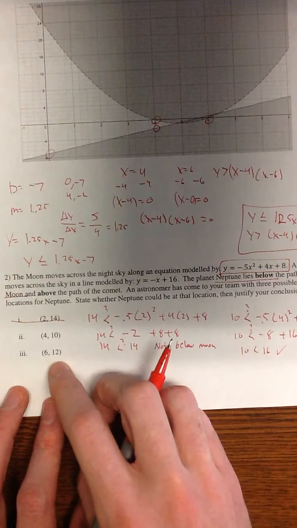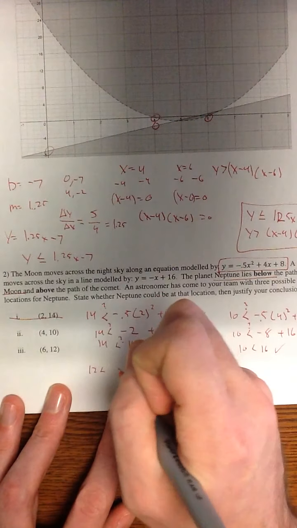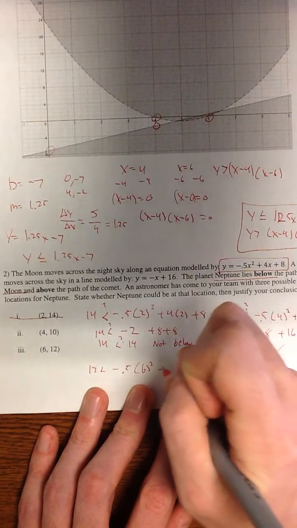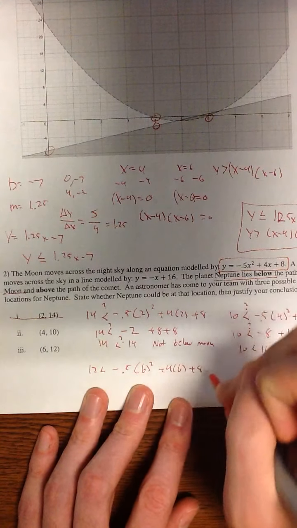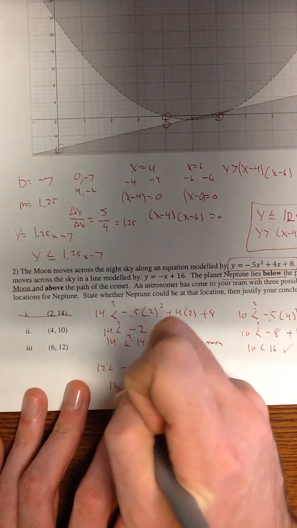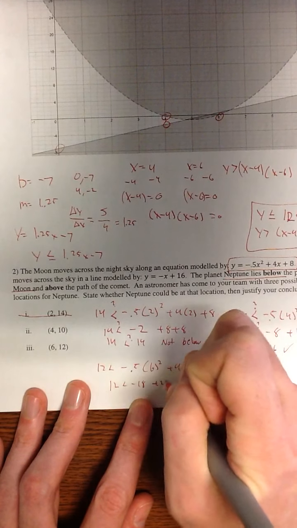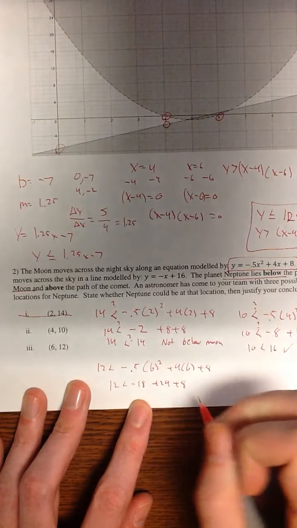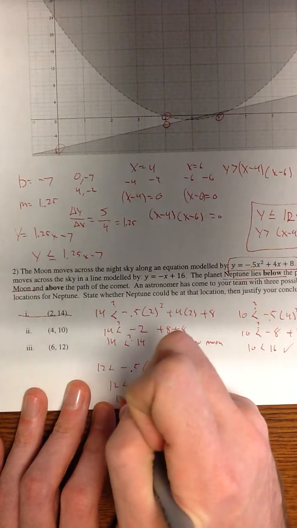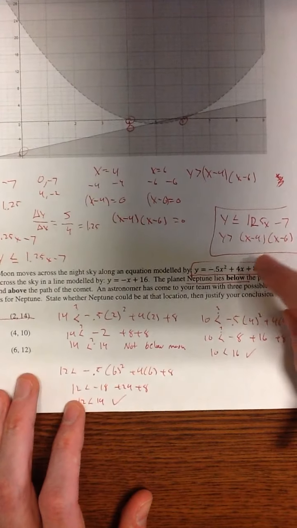So I've got to try my last one, which is 6 and 12. We'd say, is 12 less than or equal to negative 0.5 times 6 squared, plus 4 times 6, plus 8? 6 times 6 is 36, half of that is 18, so that's negative 18. 4 times 6 is 24, and then I've got another 8 right there. The difference between those is 6, and 6 plus 8 is 14, so 12 is less than 14, so that checks out. So I'm done with my moon equation.